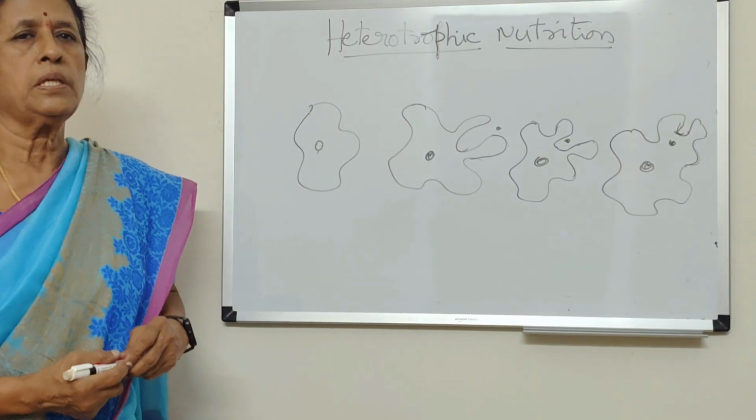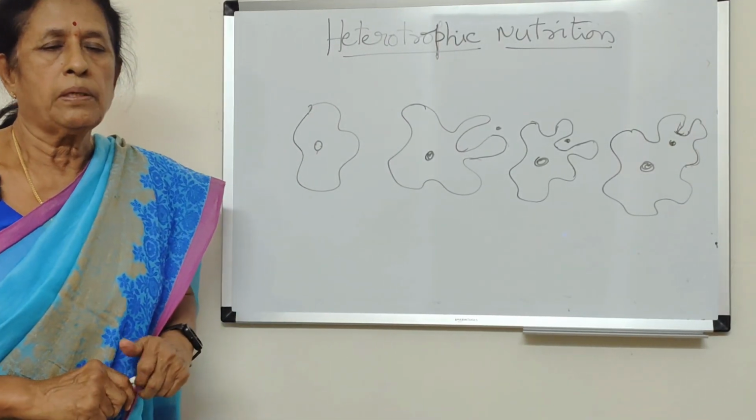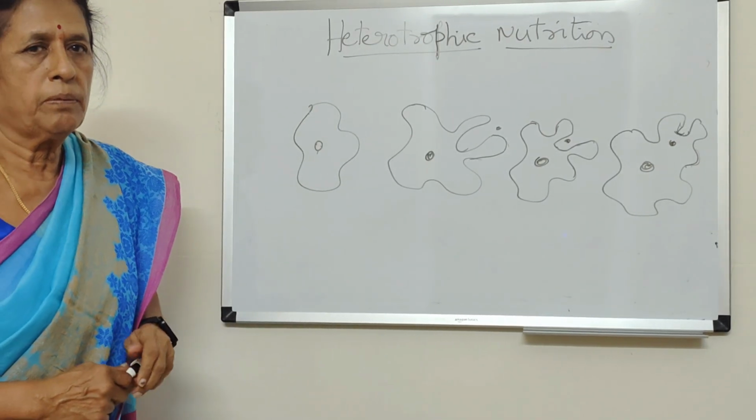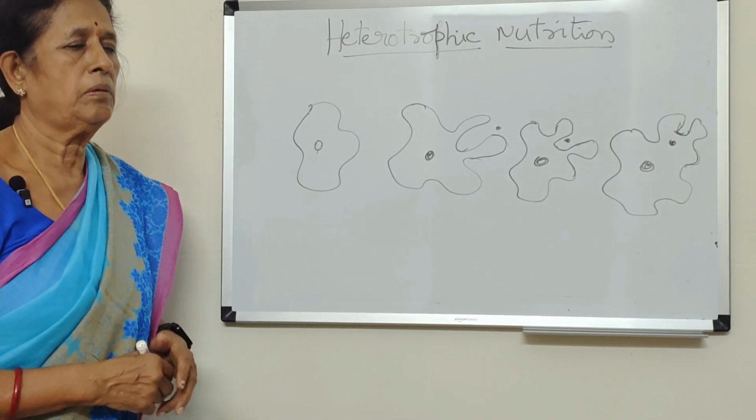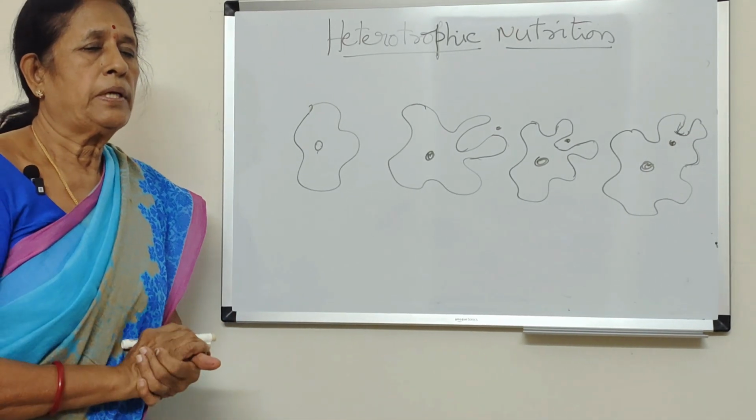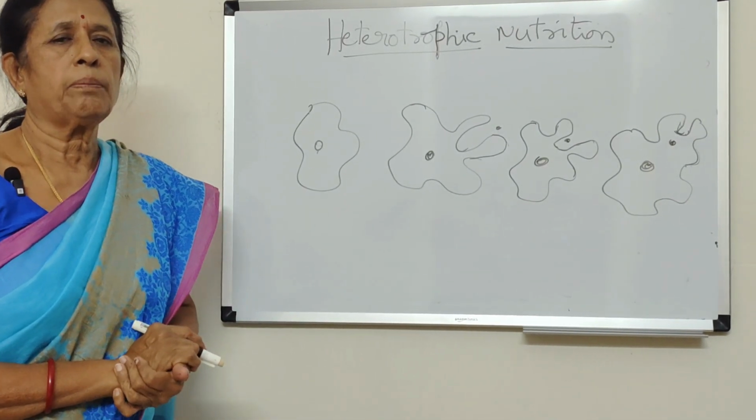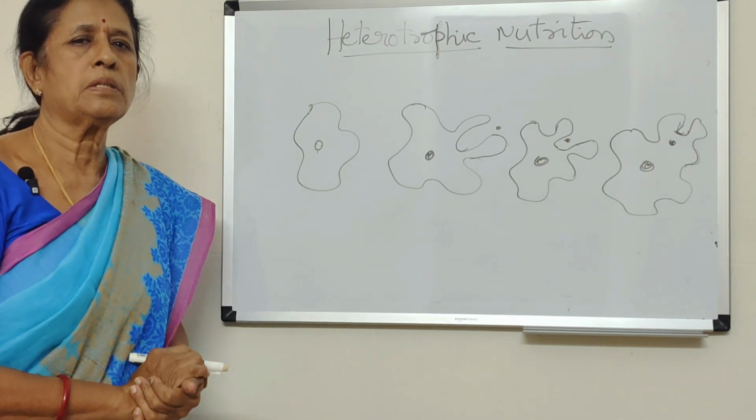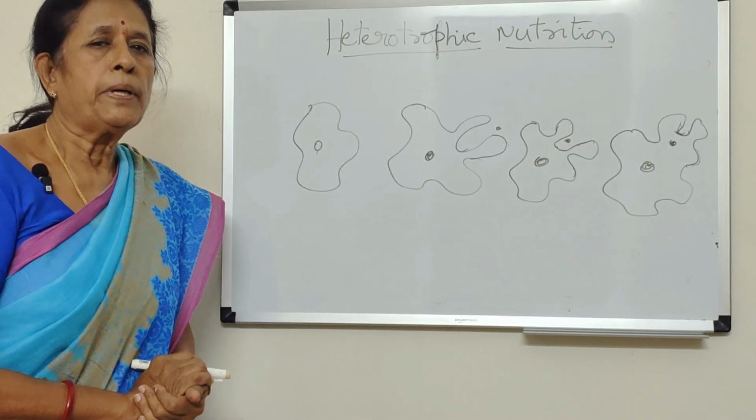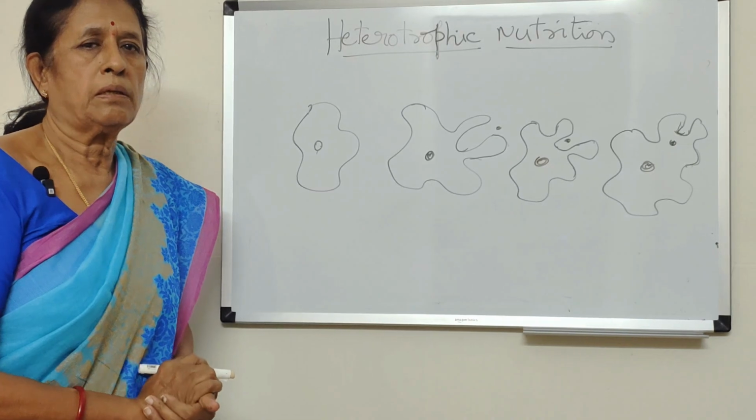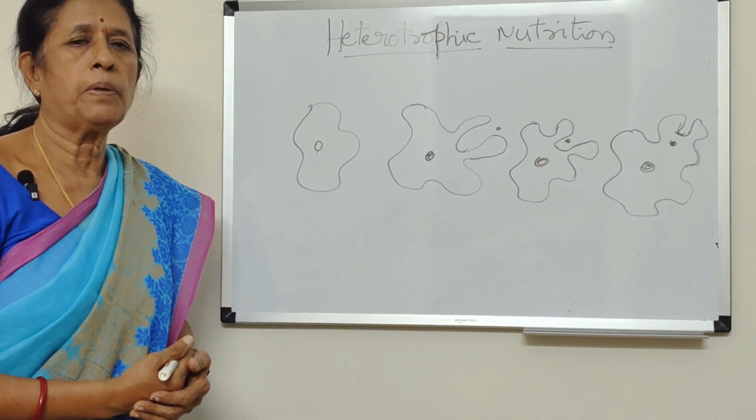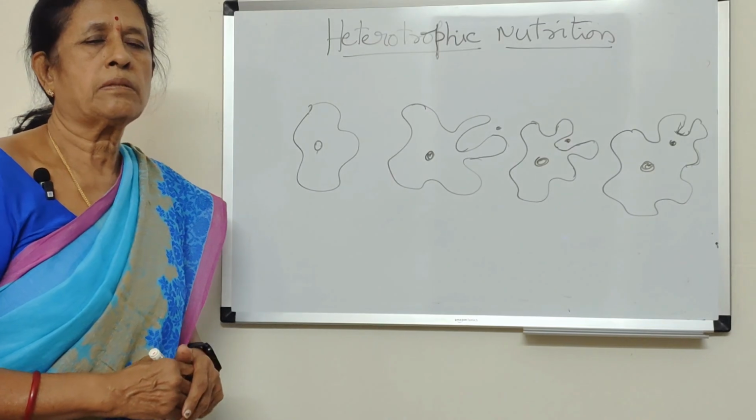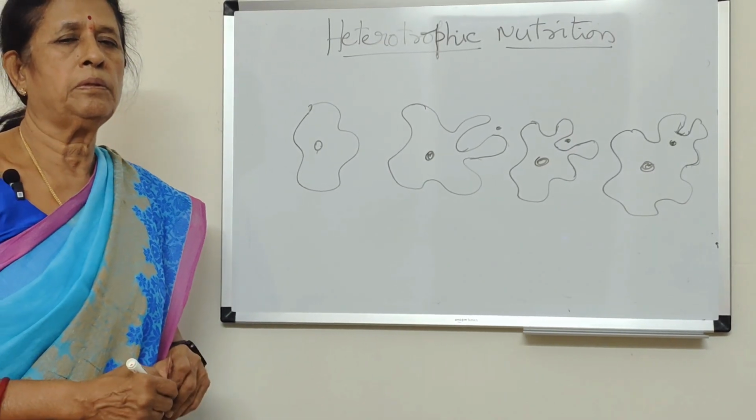So till now we have seen autotrophic type of nutrition. Now we are going to see heterotrophic type of nutrition, how it is evolved. Heterotrophic type of nutrition means the type of nutrition where the organisms cannot synthesize their own food. They depend on plants directly or indirectly. So that's called as a heterotrophic type of nutrition.